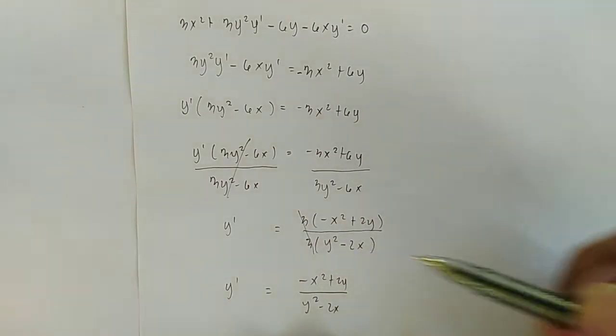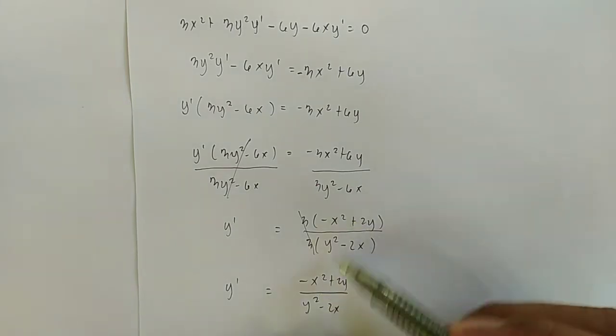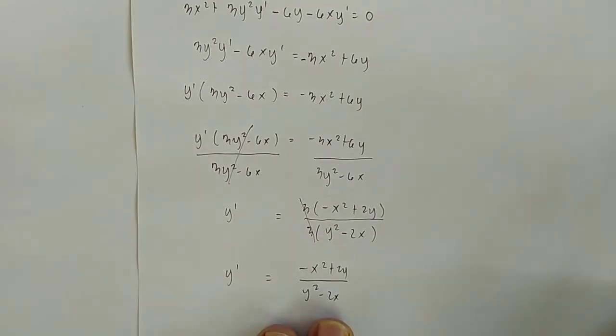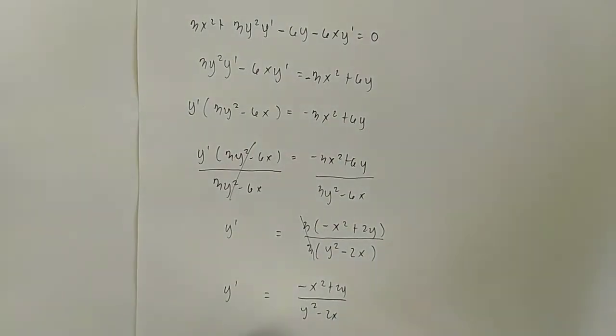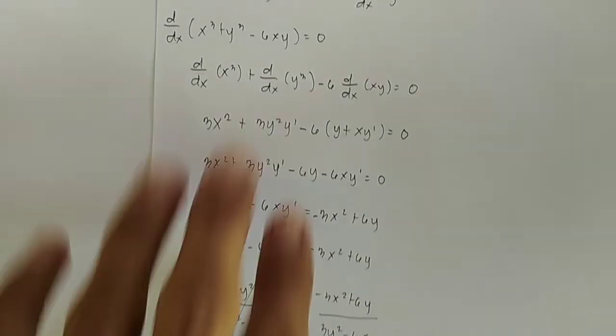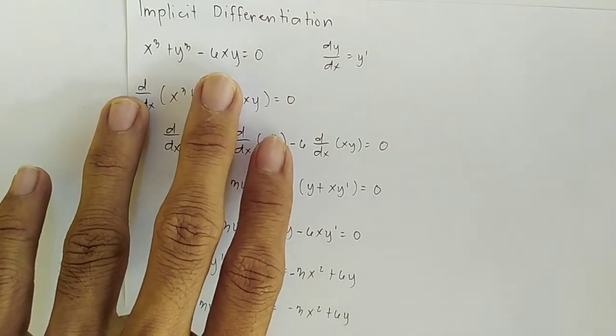Since we can cancel out 3, the remaining expression in the numerator will be negative x squared plus 2y, and in the denominator will be y squared minus 2x. So this is the result using implicit differentiation. This is already the answer, the derivative of the equation given, which is x cubed plus y cubed minus 6xy equals 0.